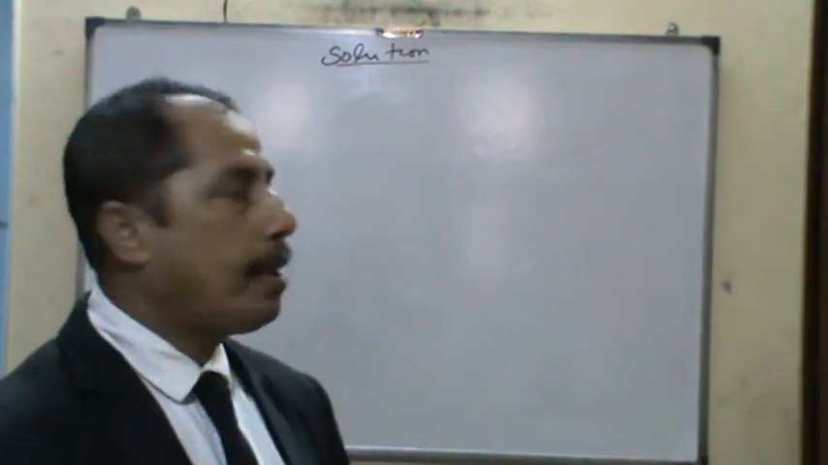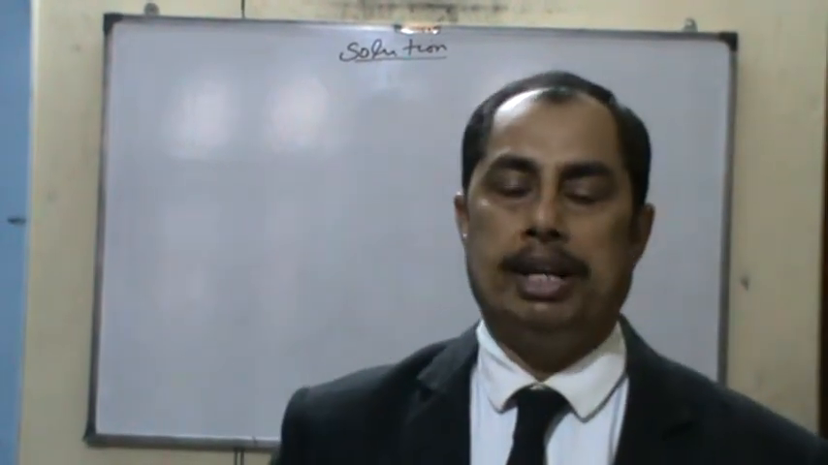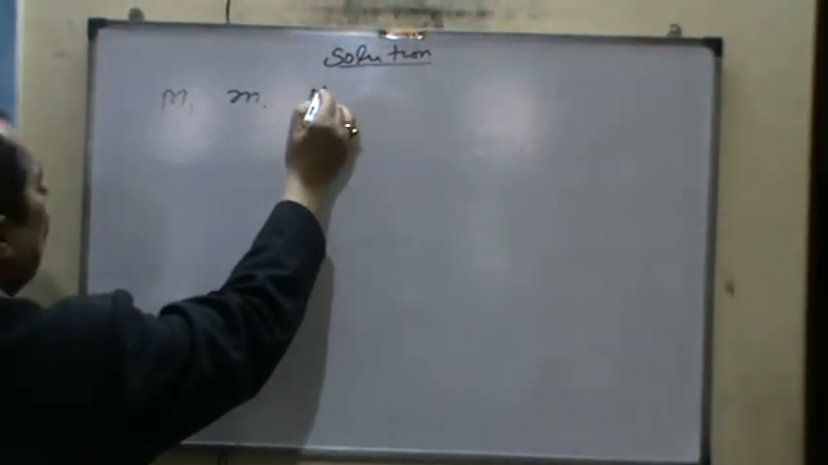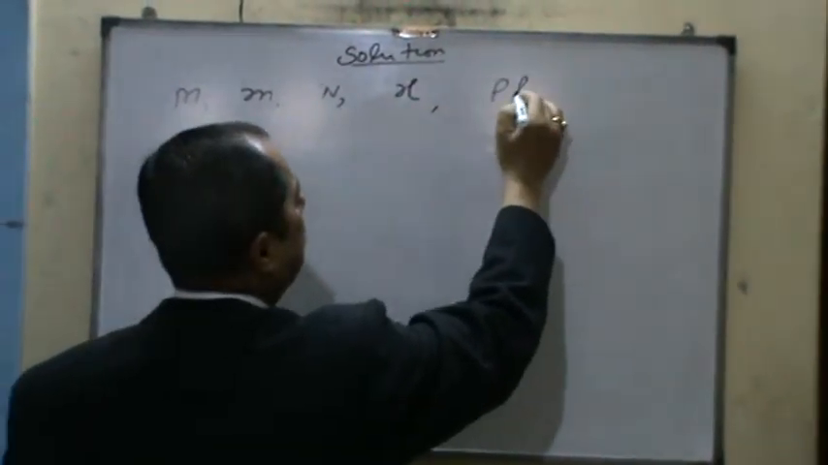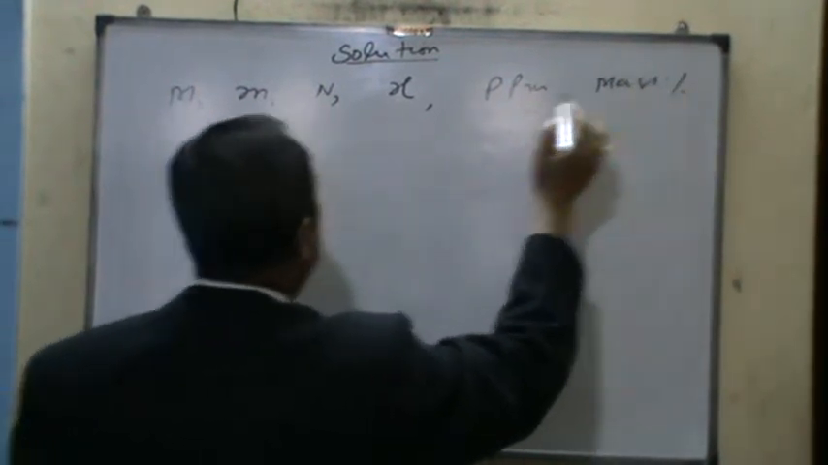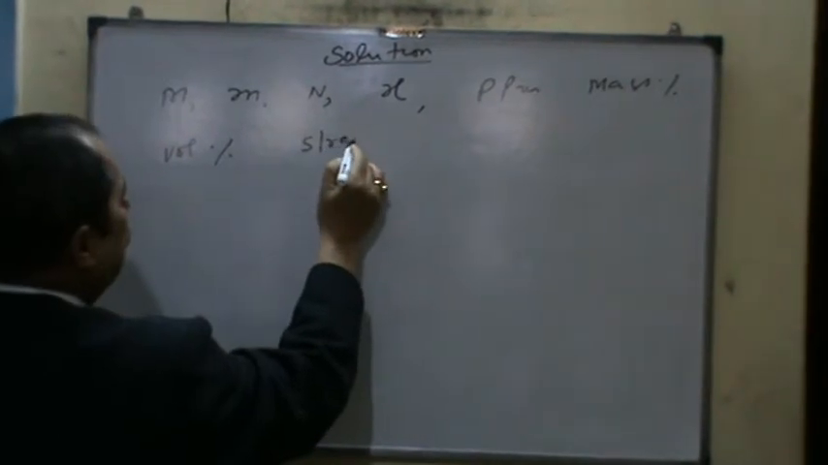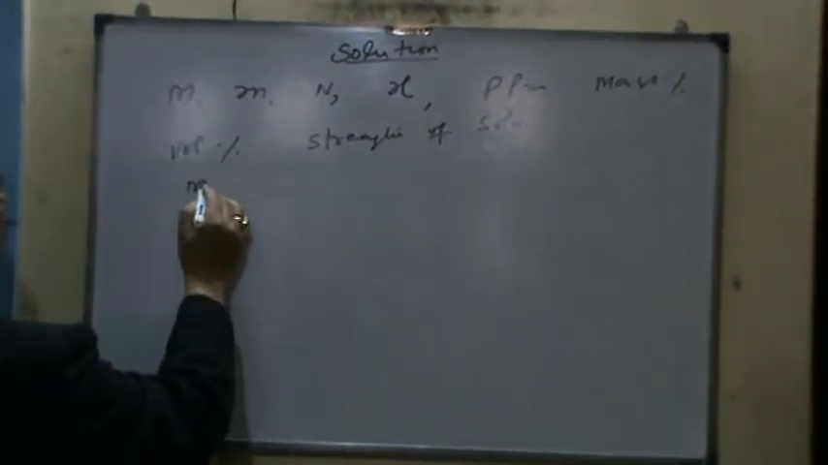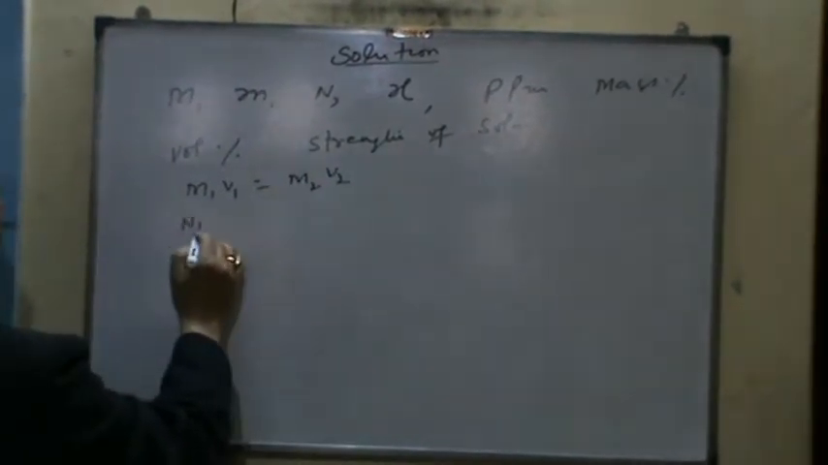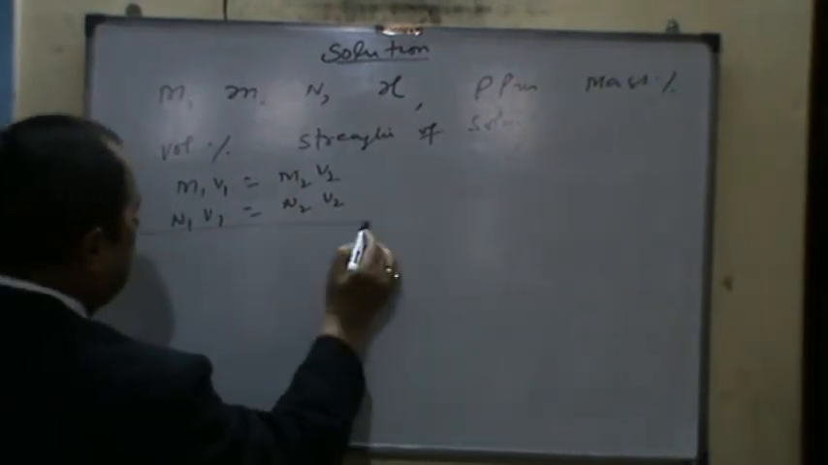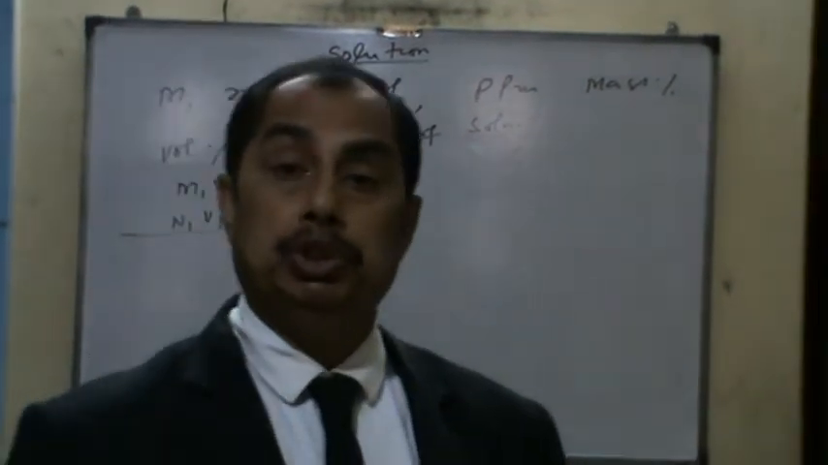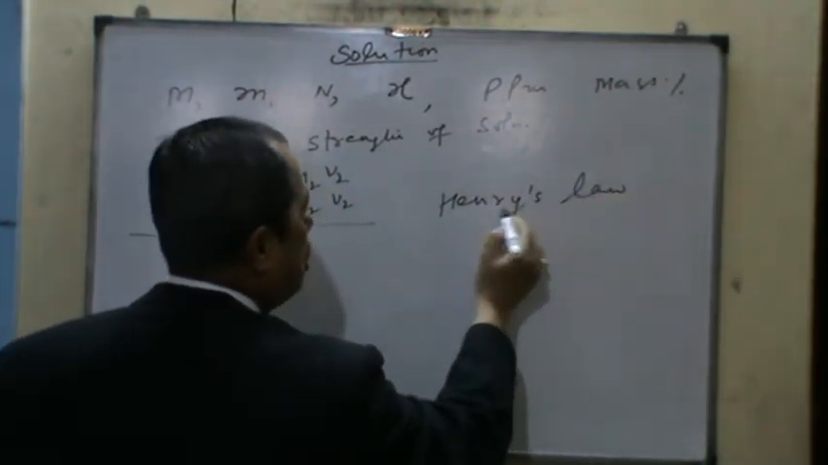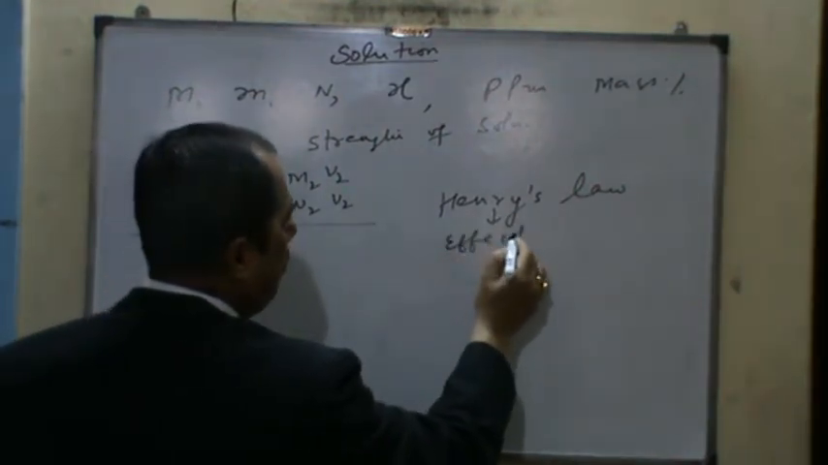In the series of the lecture, I have already explained you the basic parts of solution, that is how to solve the numericals based on molarity, normality, mole fraction, ppm, mass percentage, volume percentage, strength of solution, and the different formula for dilute solution M1V1 equal to M2V2 so far as N1V1 equal to N2V2, like this. Now after that, the very important topic in solution is Henry's law. Actually, this is based on effect of pressure.